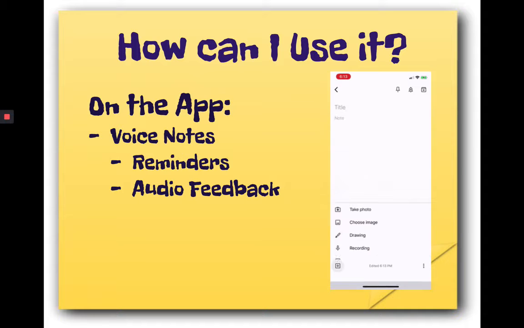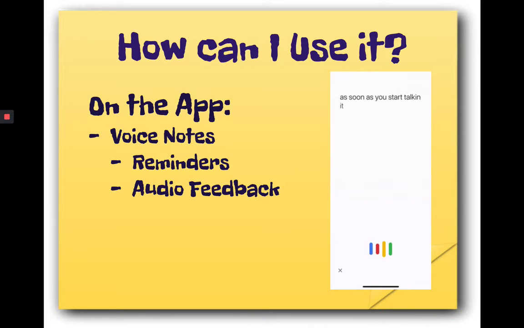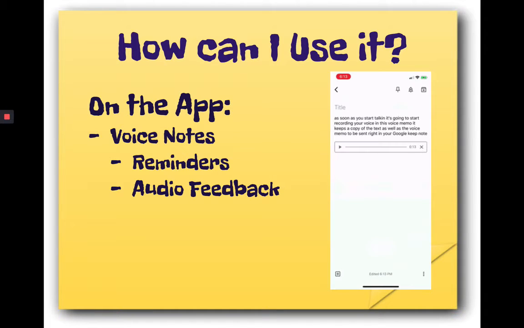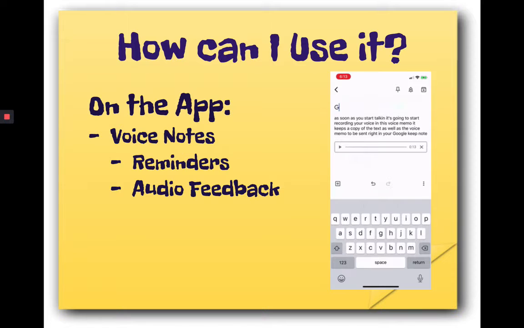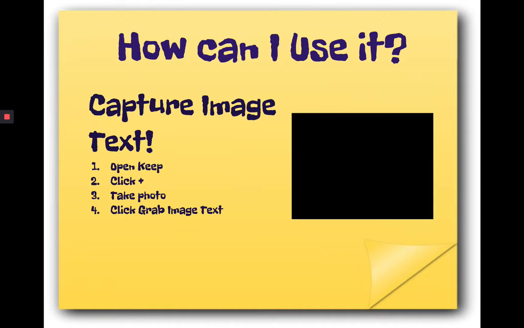How do you use it? Well, there is one feature on the app that you don't get on the computer, so I just want to mention that, and that's voice notes, where you can record your voice and it will type in everything that you're saying, and there's also the option for audio feedback. Great for on the fly when you want to remind yourself of something, great for any students that need those accessibility features with sound. Just know that this is an app-only feature.